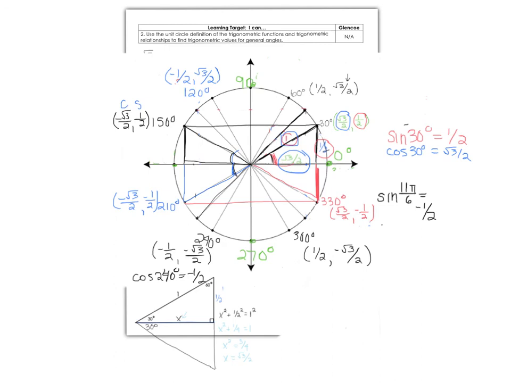Something that I did not point out to you, a little thing that people use to help remember which values are positive and which values are negative where, is the expression "all students take calculus," okay? What this stands for is that all trigonometric values are positive in the first quadrant. In the second quadrant, only sine is positive. In the third quadrant, only tangent is positive, and let's think about why. Tangent is sine over cosine. And so we would have a negative divided by a negative. And then in the fourth quadrant, only cosine is positive, okay?